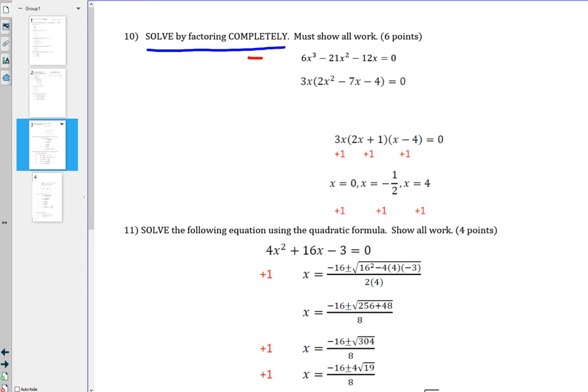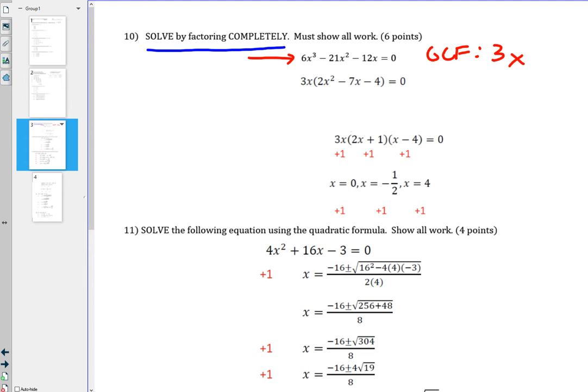What's the first? If this is the equation over there, it's already equal to zero, which is good because if we're going to solve by factoring, we want it equal to zero. What's the first step? Greatest common factor. That's where we made mistakes already. The greatest common factor is not 3. It's not just x. It's 3x. The GCF is 3x. If you pull out the 3x, what you're left with is 2x squared minus 7x minus 4.